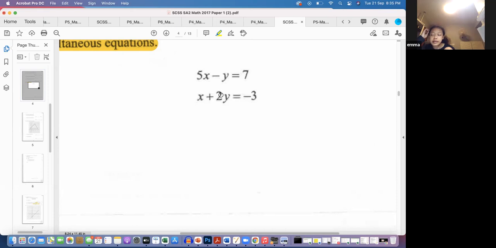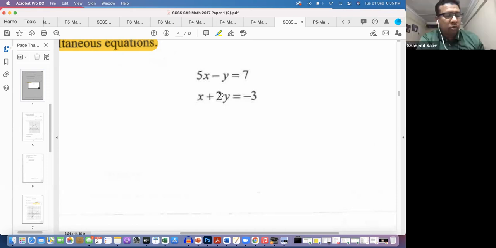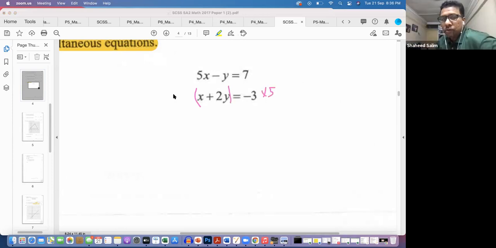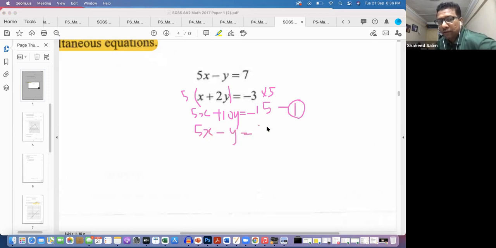Y equals minus 1.5. Okay, let's try. Let's see. So you times this one by 5, right? You times this by 5 also. So let us see now. You get 5x plus 10y equals negative 15. True? So let's say we call this number 1. And then I'm going to write this one below, 5x minus y equals 7. Number 2. Do you take 1 minus 2 or 2 minus 1?